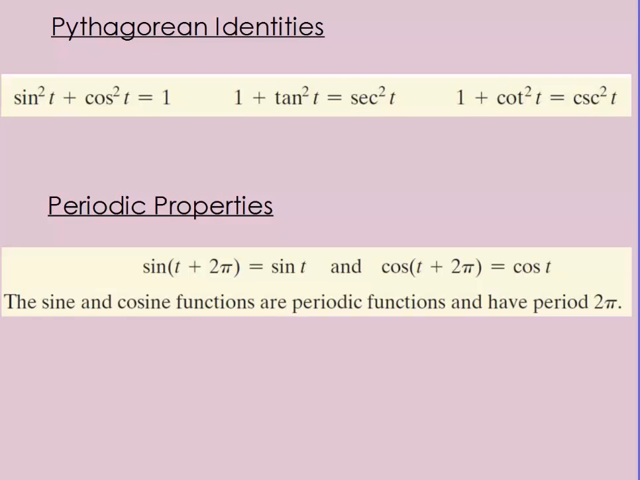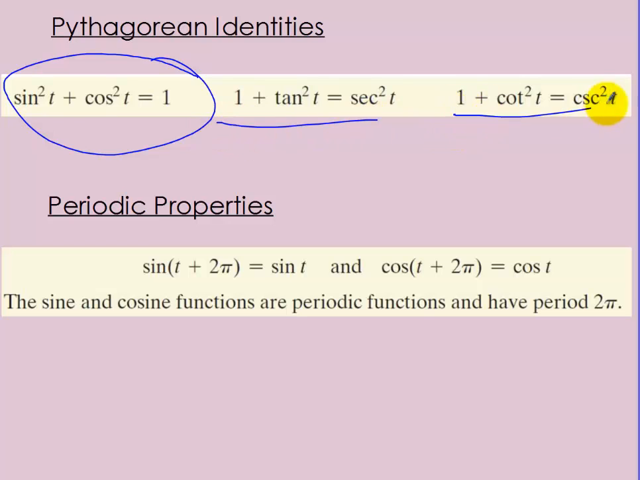Last thing, Pythagorean identities and periodic properties. We'll cover this more later, just throwing this at you now. Especially this first one here, that's going to be huge. You're going to have to memorize that eventually. So sine squared plus cosine squared equals 1. There's a lot of neat properties with that. And then these ones kind of follow the same idea.